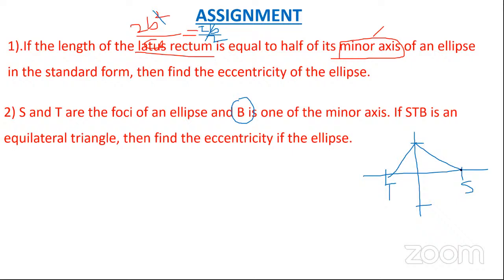From the equilateral triangle, we know that all the sides are equal. In the standard form we are taking, S is ae comma 0 and T is minus ae comma 0. Then B is 0 comma b. Then you have to find the lengths, and from that you get the a or b value. Substitute in b square equal to a square of 1 minus e square, otherwise e equal to under root of a square minus b square by a square. So you can get the value of the eccentricity. Okay, next question.